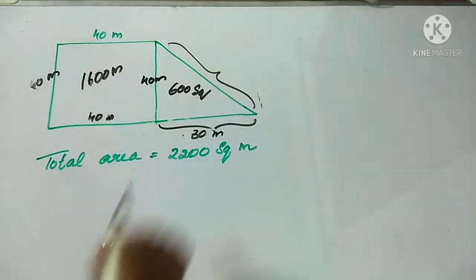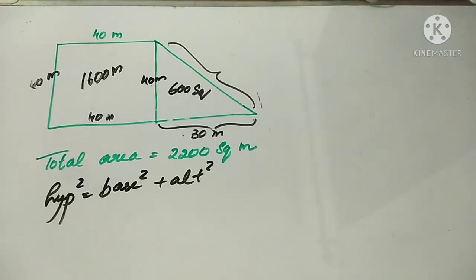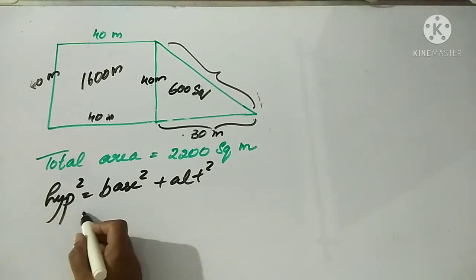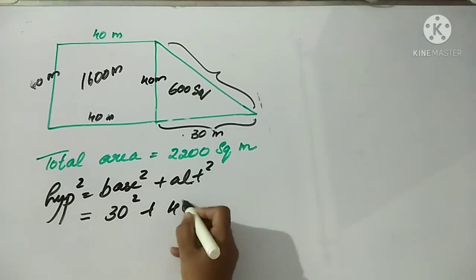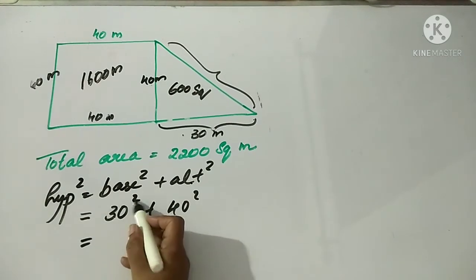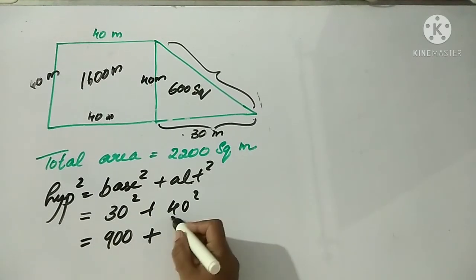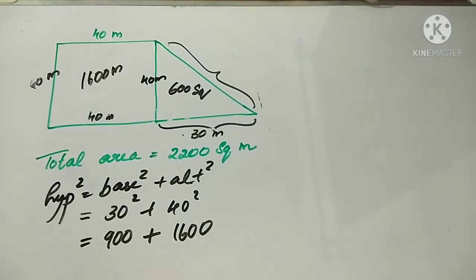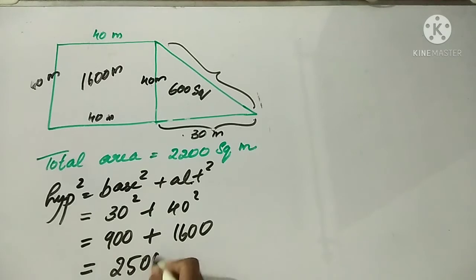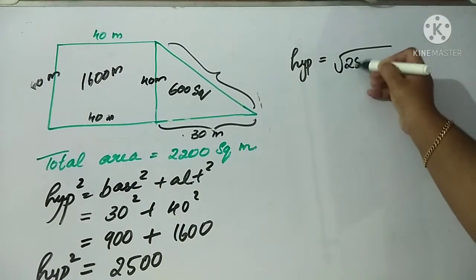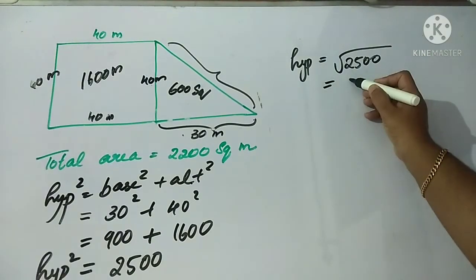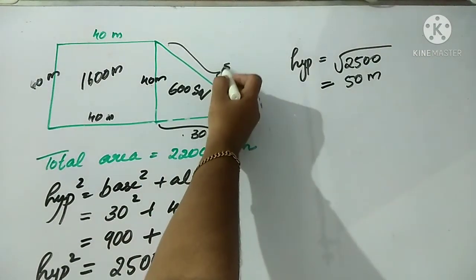So we can find the side by using the Pythagoras theorem. Hypotenuse square is equal to base square plus altitude square. Hypotenuse is what we have to find. That is equal to base is 30 square plus altitude square, that is 40 square. That is equal to 30 square is 900 plus 40 square is 1600. That is equal to 2500. That is what hypotenuse square. We need what is hypotenuse. To find hypotenuse, we take the square root of 2500. That is equal to 50 meter. So we get this as 50 meter.